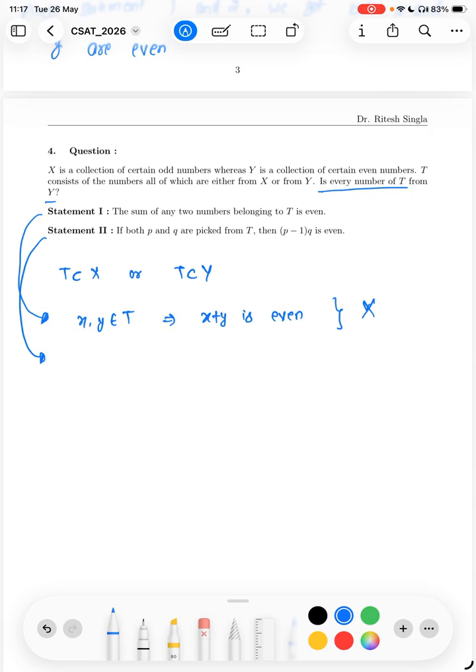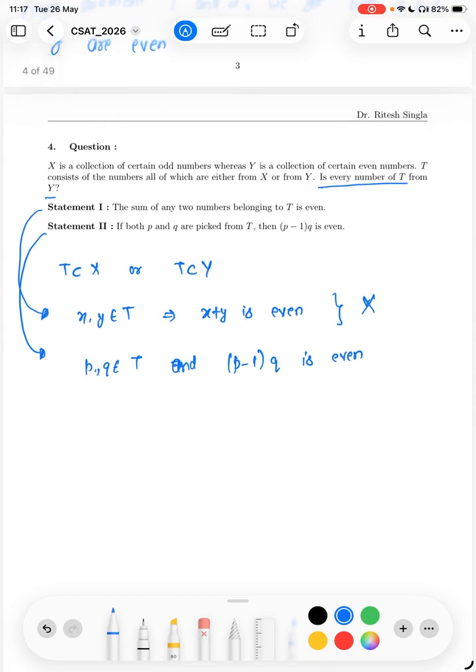If both P and Q are picked from T, then (P minus 1) into Q is even. So P, Q belong to T and (P minus 1) into Q is even. Again, if P and Q are both odd, then P minus 1 is even, so the product is even. If P, Q are odd, this implies P minus 1 is even, which implies (P minus 1) into Q is even.